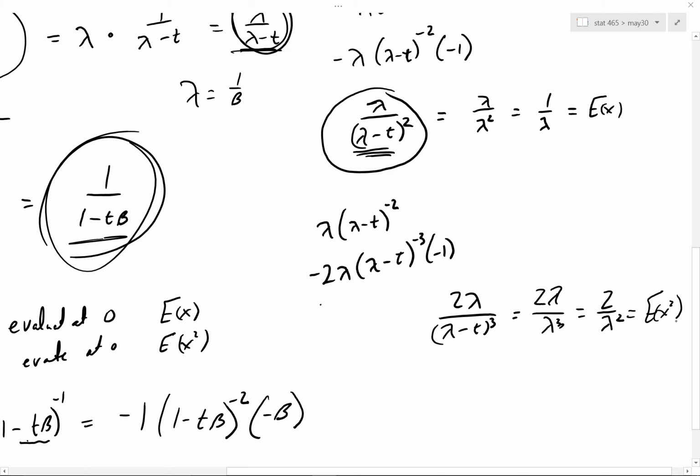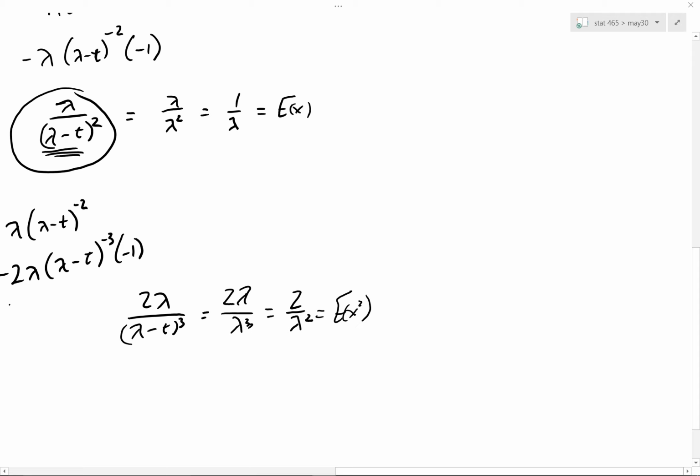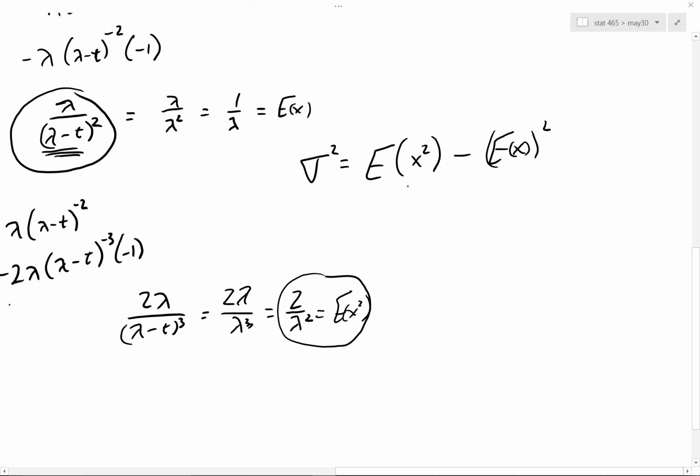Now, oftentimes, after all that work, and believe you me, I've fallen victim to this many times. I went to all this trouble, and I get this answer here, and then I look and say, hey, what's the variance? And I go, oh, that's not right, you dummy. But remember, you didn't solve for the variance. If you wanted variance, it would be this minus this. Well, this is 2 over lambda squared minus this guy squared, which is 1 over lambda squared. That is the variance for an exponential.